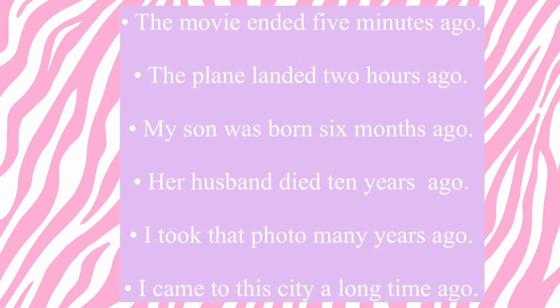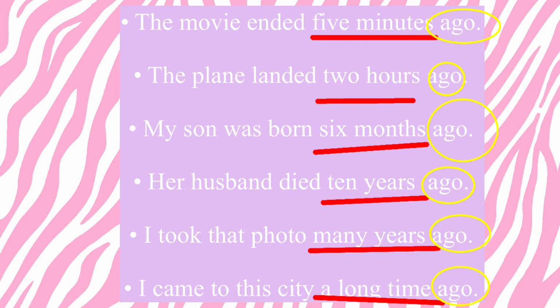Like examples in sentences. The movie ended 5 minutes ago. The plane landed 2 hours ago. My son was born 6 months ago. Her husband died 10 years ago. I took that photo many years ago. I came to the city a long time ago. As you can see, we use time reference plus ago there.